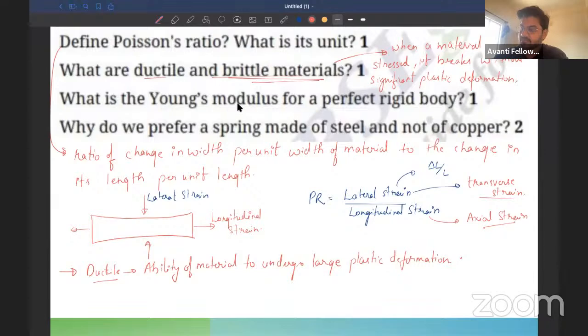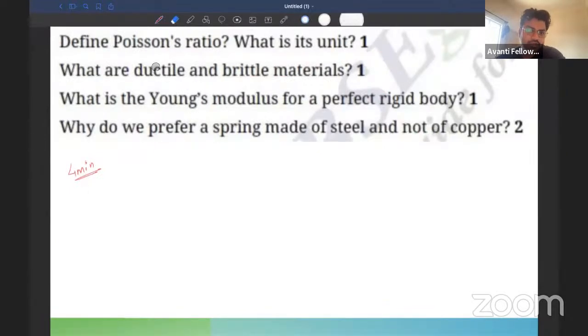अच्छा, let's go to next page. So these are some of the definitions. You can just have a look. It is given in your books also, right? Next is what is Young's modulus for a perfect rigid body. पहली चीज, what is Young's modulus? Young's modulus is force upon area, stress upon strain, that is change in length upon original length. It is saying what is Young's modulus for a perfect rigid body.